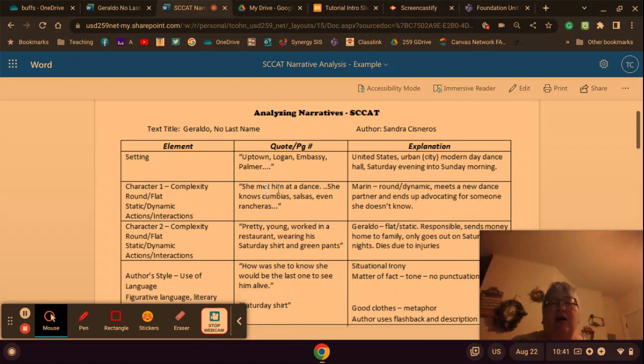Okay, so she met him at a dance. She knows cumbayas, salsas, even rancheras. So Marin is a round and dynamic character. She meets a new dance partner and ends up advocating for someone she doesn't even know. And then she questions herself afterwards, like, why did I stay? Why did I defend him? Why do I feel so bad? I just met the guy.